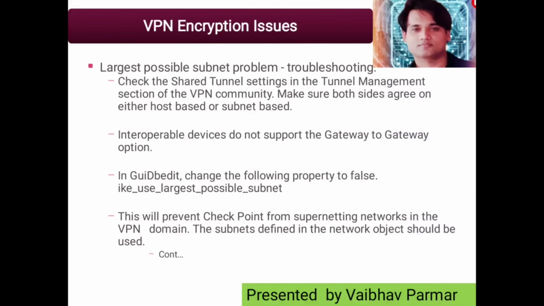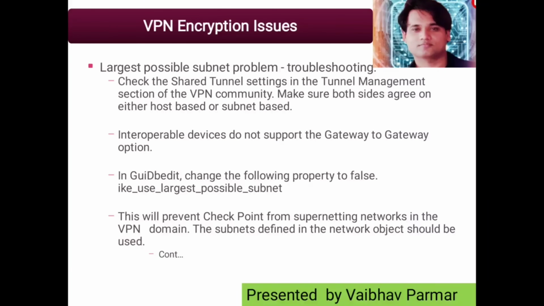First, check the shared tunnel settings in the tunnel management section of the VPN community. Make sure both sides agree on either host based or subnet based for the interoperable device. Interoperable devices do not support the gateway to gateway option. Please note that. In the utility called GuiDBedit, change the following property to false. Usually this helps to get rid of the supernetting issue.